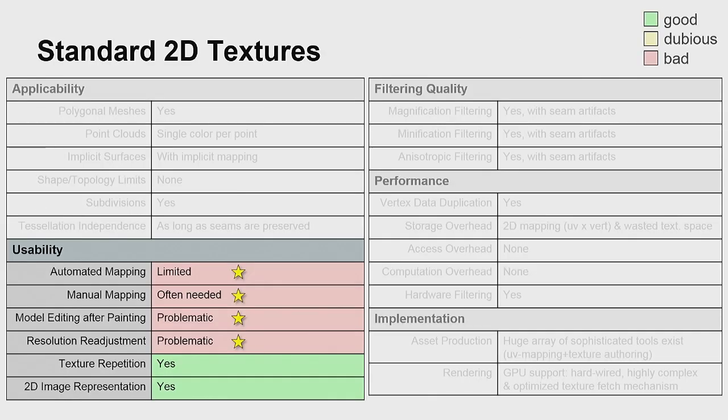With standard texture maps, automated mapping methods do exist, but they do not fully solve this problem, right? Because there are some artistic decisions involved. So you often need some manual intervention. Model editing after painting is definitely a big problem, and resolution readjustment, again, is a big problem. On the other hand, if I want to take a little texture and repeat it over the model, that's fairly easy to do. And at the end of the day, we have a 2D texture representation, so we can use our 2D editing tools. So those are great.